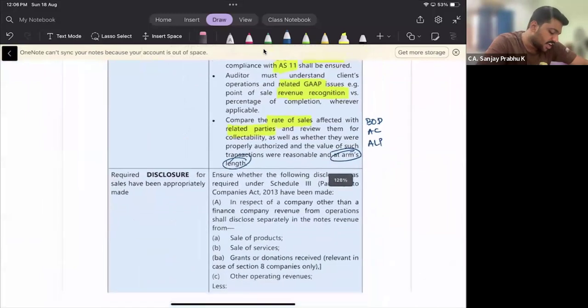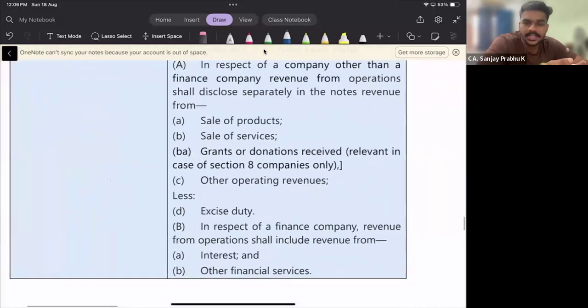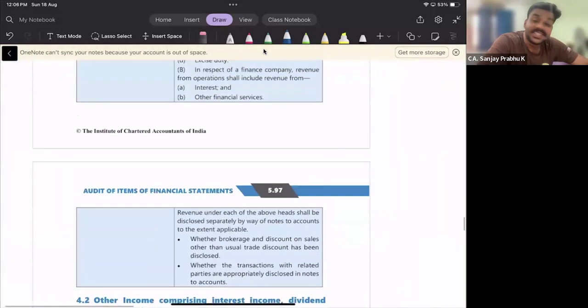Now, finally disclosure, which you are already learning in your accounts. Schedule 3 എങ്ങനെയാണ് ഡിസ്ക്ലോസ് ചെയ്യുന്നത്. This is a homework topic for you. You have to learn by your own. Disclosure topics നിങ്ങൾ തന്നെ പഠിക്കണം. Now, fine. This is all about our sales topic.